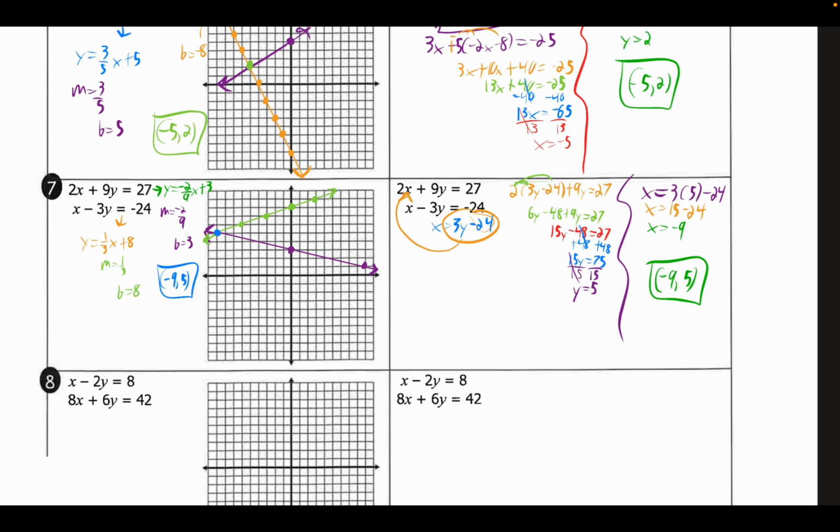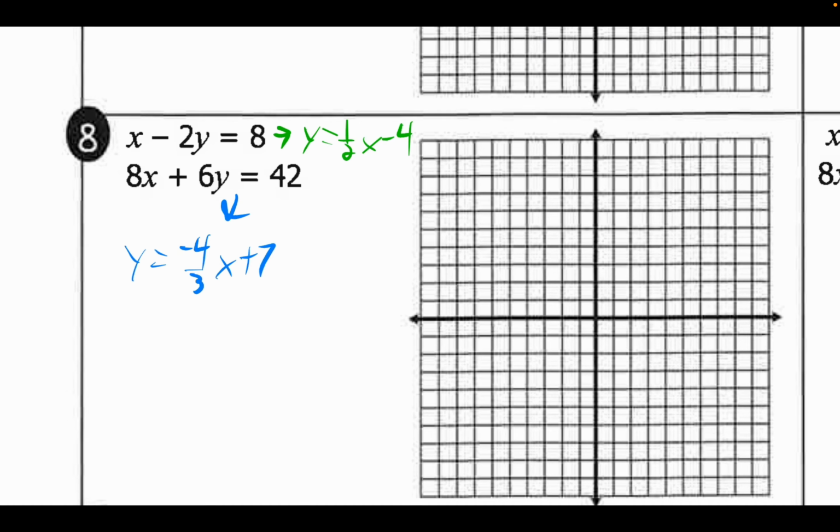Number 8, I solve this top equation for y and I get y to equal 1/2 x minus 4. I solve the bottom equation for y and I end up getting y equals -4/3 x plus 7. The top equation has a slope of 1/2 and a y-intercept of -4. The bottom equation has a slope of -4/3 and a y-intercept of 7.